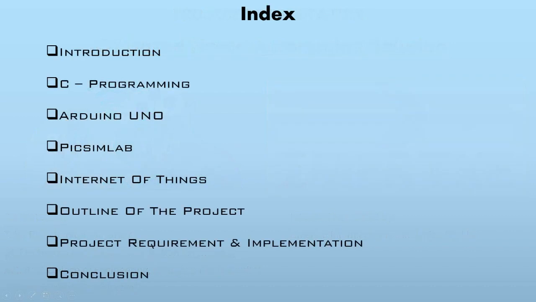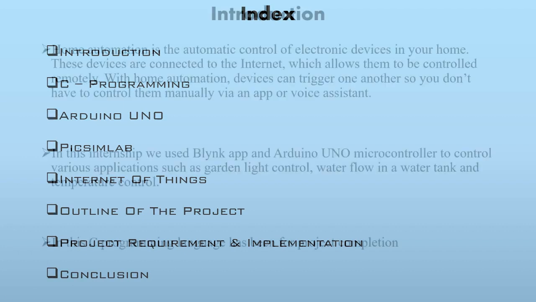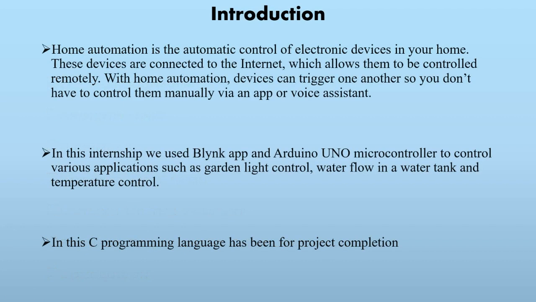This is our index for the project. We'll be having introduction, C programming, Arduino Uno, Proteus Lab for simulation, Internet of Things, outline of the project, project requirement and implementation, and finally the conclusion. Let's start with the introduction.